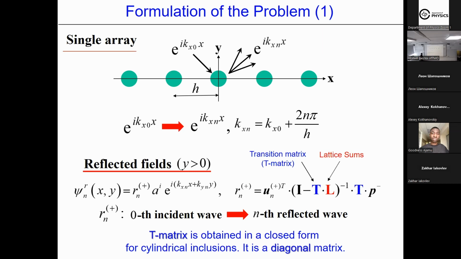Here is the P matrix. The P matrix is a transition matrix, and when the scatterers have circular cross section, the P matrix is expressed simply, and it is a diagonal matrix. However, for other shapes, we should calculate it numerically. And here L is the Lattice-Sum matrix, which is expressed as a superposition of cylindrical waves, cylindrical functions, particularly the Hankel function.